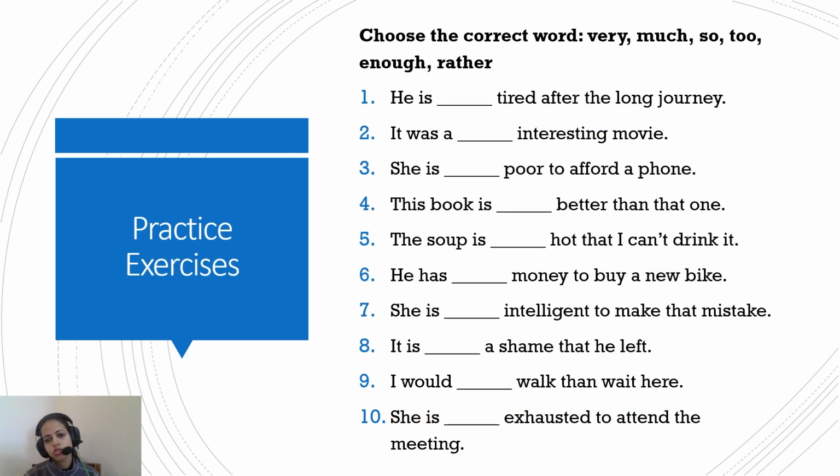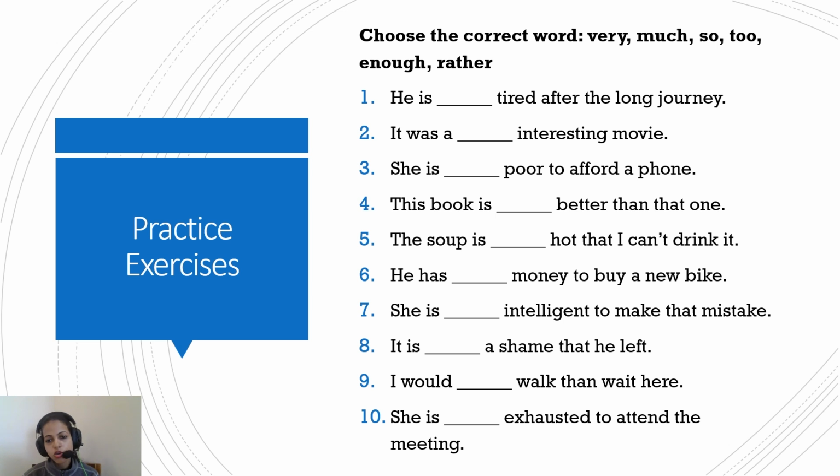She is dash poor to afford a phone. Yeah. She's too poor to afford a phone because again, too and to. Here there's a negative implication. Her poverty is not allowing her to get a phone. So too. She's too poor to afford a phone. This book is dash better than that one. This book is much better than that one because there is a comparison involved.